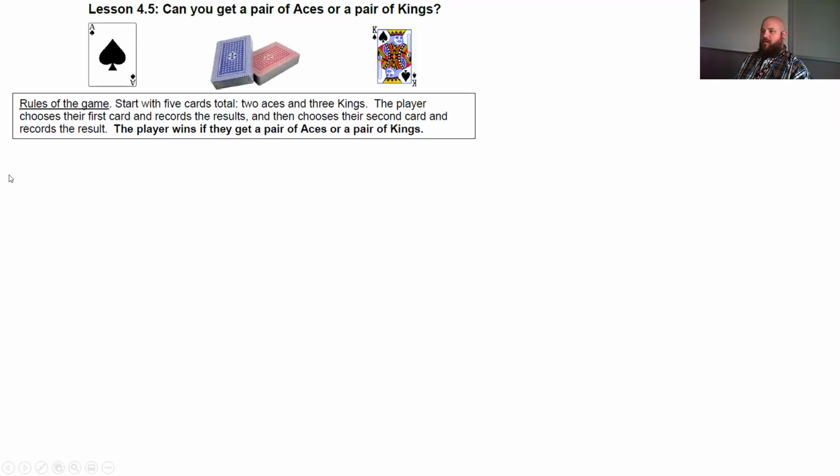Okay, so we got a card game here. Can you get a pair of aces or a pair of kings? This is a game that I normally like to play in class when we can do face-to-face. So, rules of the game. Start with 5 cards total. You're going to have 2 aces and 3 kings. The player chooses their first card and records the results, and then chooses their second card and records the results. The player wins if they get a pair of aces or a pair of kings. Okay, so if you get a pair of aces or a pair of kings, you would win.